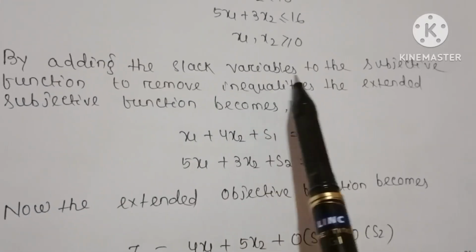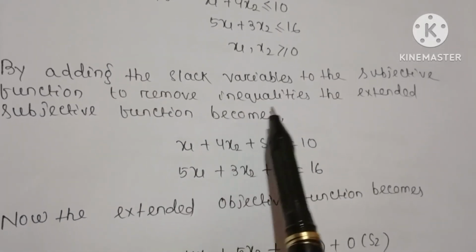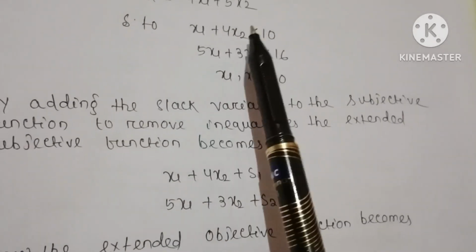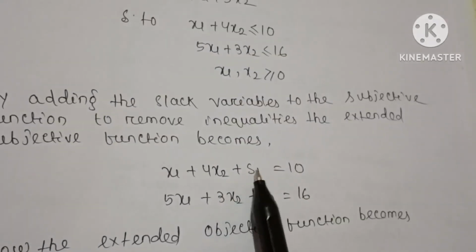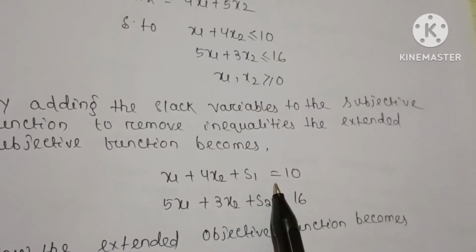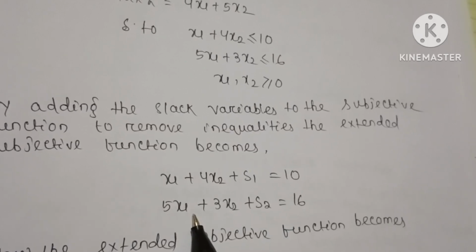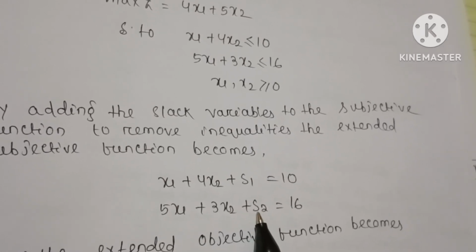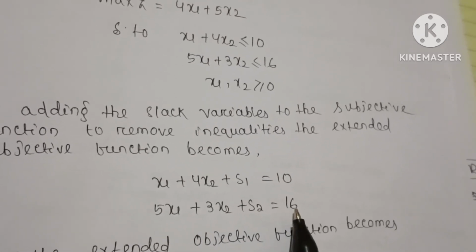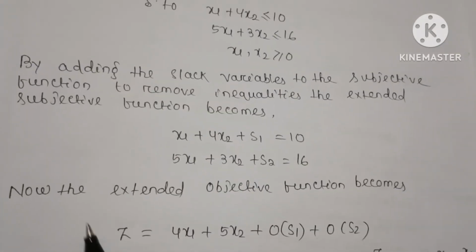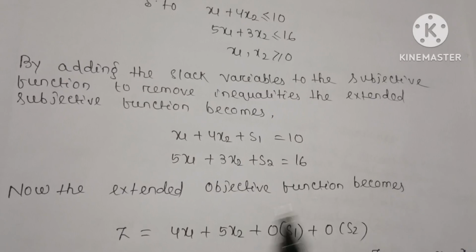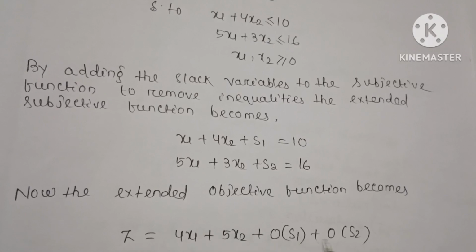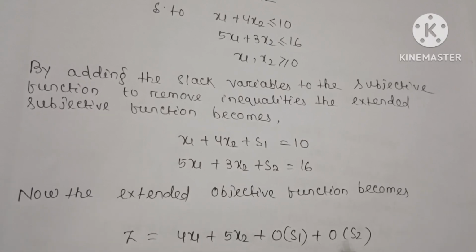By adding the slack variables to the constraints to remove inequalities, the constraints become x1 + 4x2 + s1 = 10, you add one slack variable, s1, and the second constraint becomes 5x1 + 3x2 + s2 = 16, where we add a slack variable s2. So now the extended objective function becomes z = 4x1 + 5x2 + 0s1 + 0s2, with s1 and s2 having zero coefficients.